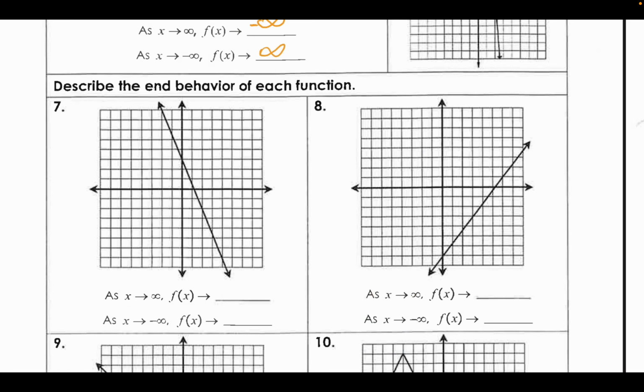So as x goes forever to positive infinity here, the y values are going down forever, so that would be negative infinity. They decrease without bound. They decrease without stopping. And as x goes forever left, the y values are going forever up, and so that'd be positive infinity here. On number 8, as we go forever right to positive infinity, we also go forever up, which is also positive infinity, but for the y values or f of x. Whereas when x goes to negative infinity forever left, the y values also go to negative infinity forever down.